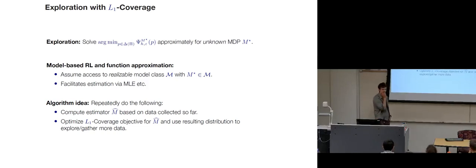The algorithm itself is pretty simple. The way that it works is you're just going to find an estimator based on all the data I gave you. And then you're going to optimize the L1 coverage objective for that estimated model. And it's just a point estimate. There's just a single model that you get from like maximum likelihood, and you just optimize L1 coverage for that simulated model. And then you just roll out that policy mixture.